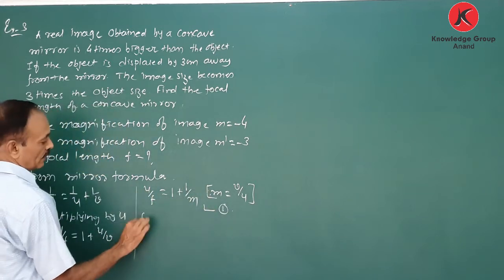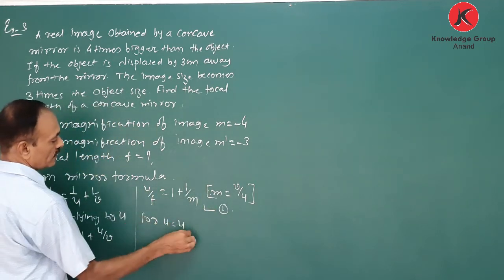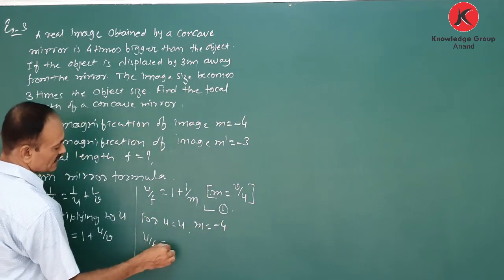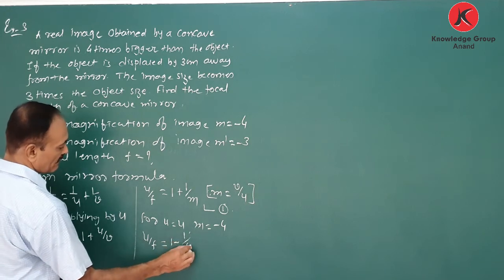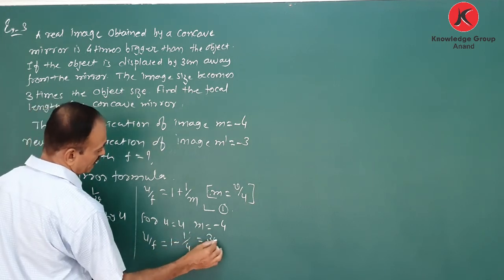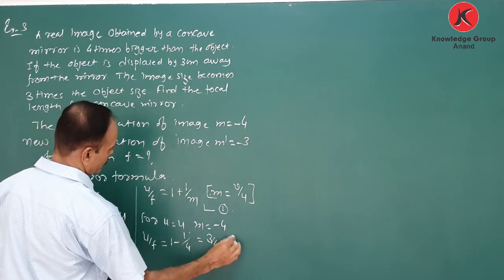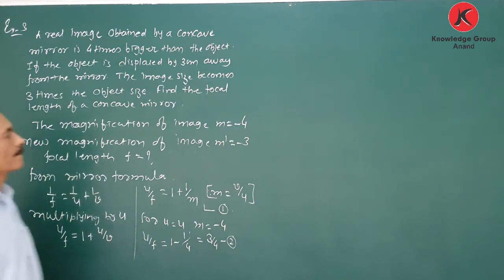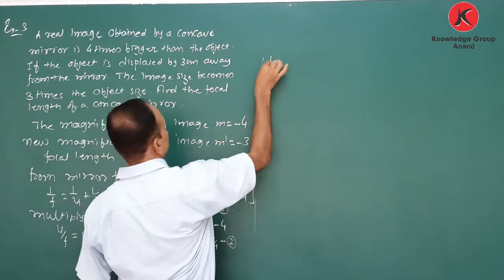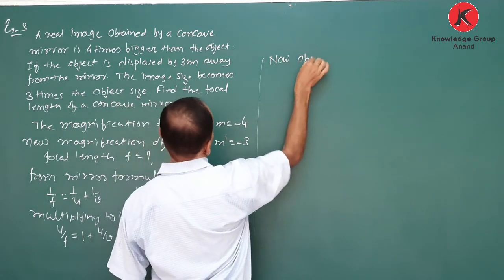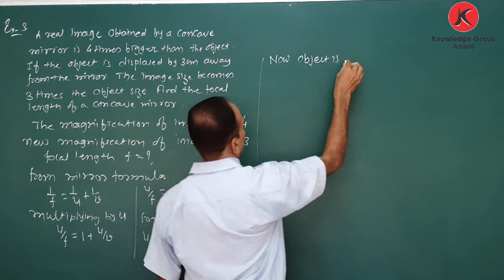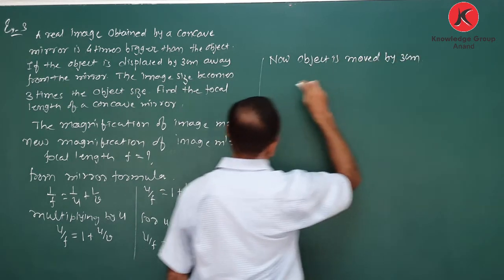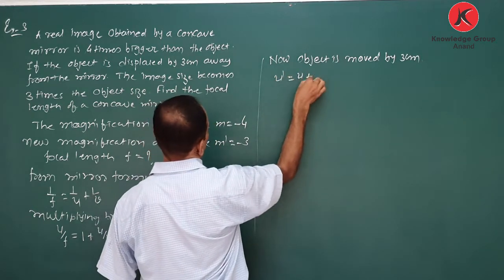For object distance u, m is equal to minus 4. Therefore u upon f is equal to 1 minus 1 by 4, therefore 3 by 4, equation 2. So thus we obtain the value of u upon f. Now the object is moved by 3 centimeter. Therefore the new distance u dash is equal to u plus 3.